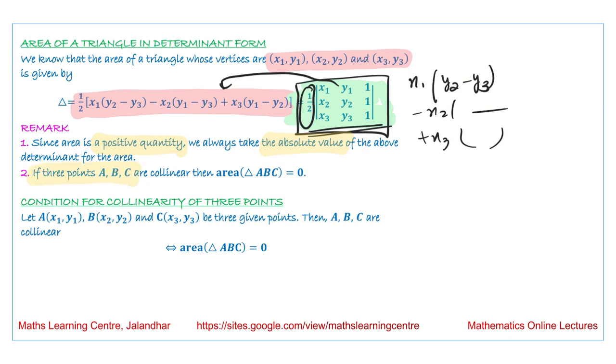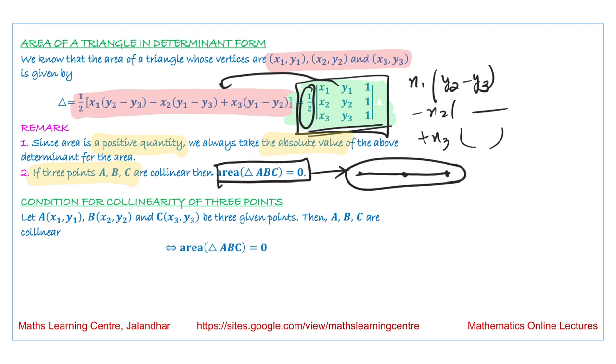Next, if 3 points A, B, C are given to be collinear, collinear means they lie in a straight line. We are saying there are 3 points, they lie on a straight line. It means the triangle they form will have the area equal to 0. It means the area of the triangle formed by these 3 points will be equal to 0. So to prove that the 3 points are collinear, we can prove that this determinant value is equal to 0. Based upon this, we solve certain problems.